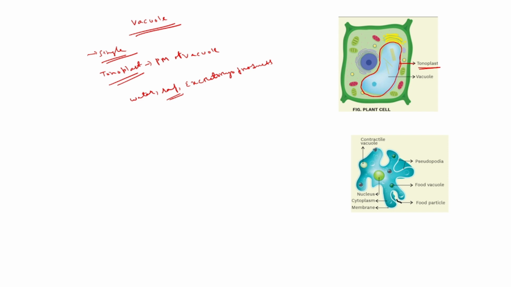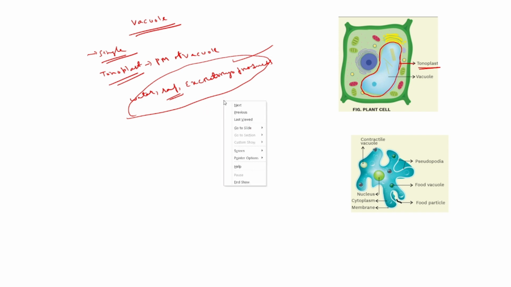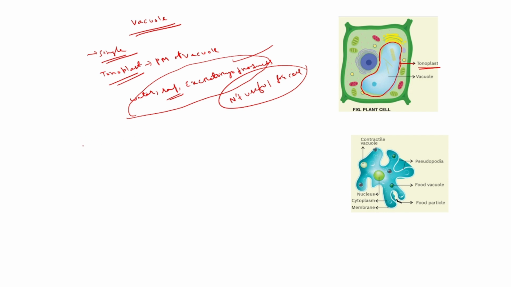So water, sap and the excretory product, the vacuole contains this type of material, which is interestingly not useful for the cell. Okay. And the vacuoles are very large. Look at the structure. This is the mitochondria, looks very teeny. This is the nucleus, it is also very teeny. But look at the vacuole.